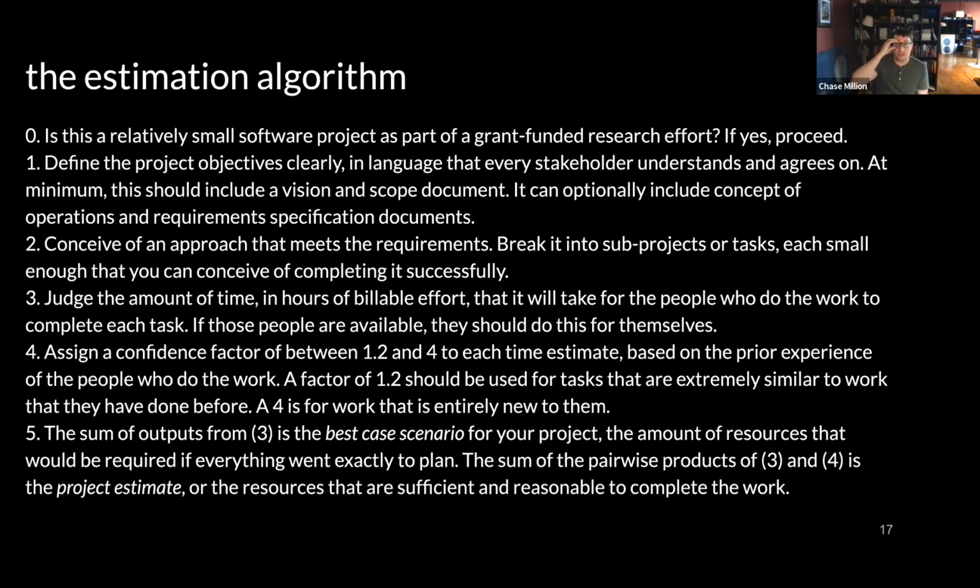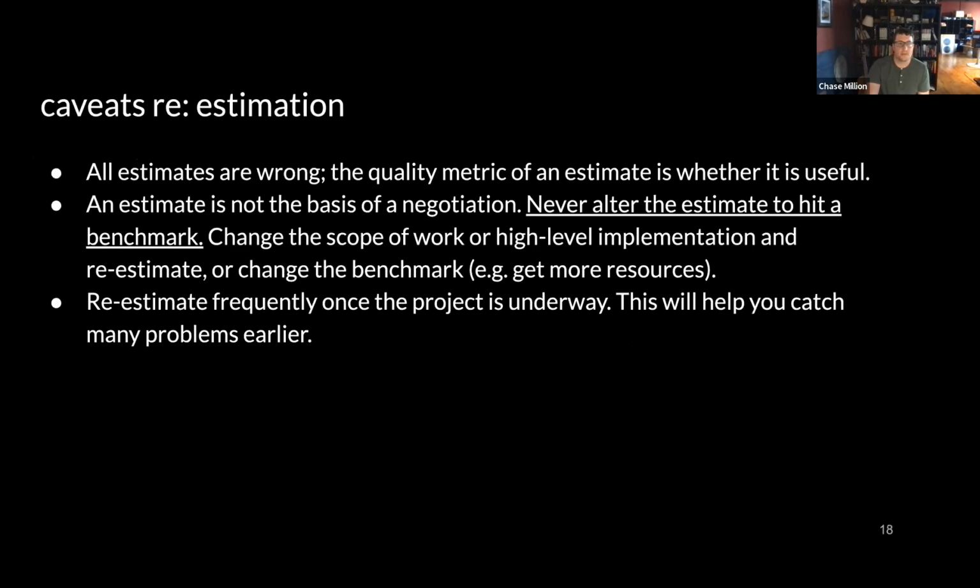So this is just a summary of the estimation algorithm, which I won't read, but this is a good quick reference for everything that I just talked about on the previous slide. And then a few caveats of estimation.